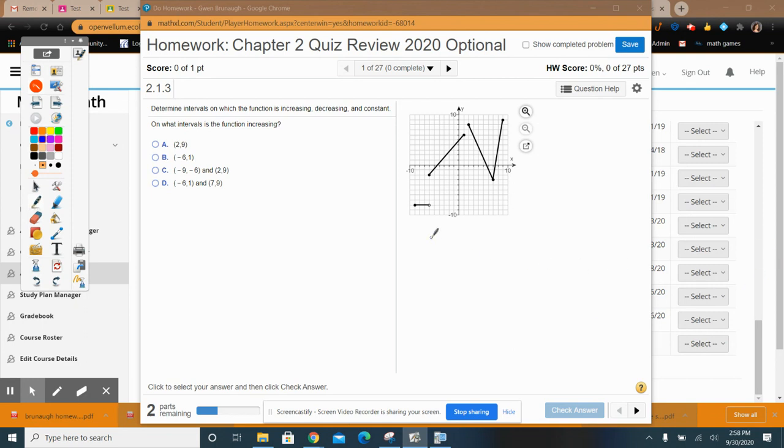Okay, we're going to talk about this graph and look at where it's increasing. Well, it's increasing when it goes uphill. So this little piece is increasing, as is this piece. So it's increasing from values that look like -6 to 1, and then again from 7 to 9, it looks like. So that is choice D for me.